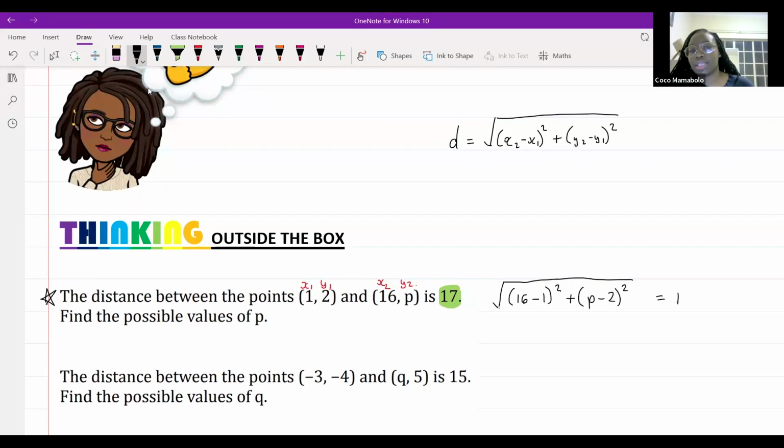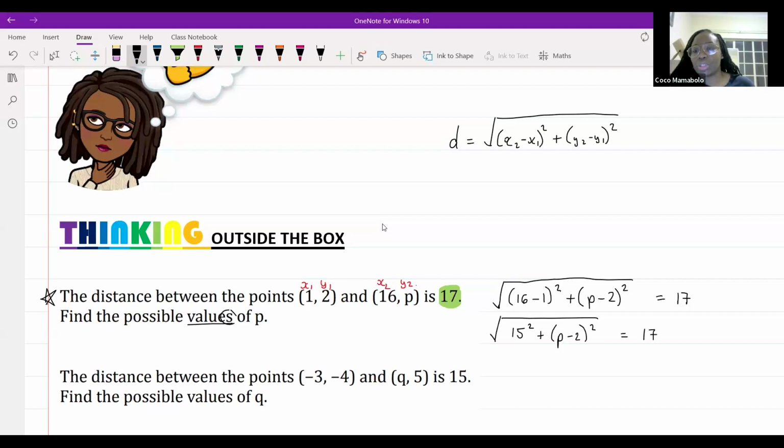I would get 17. Correct, Michael. We're basically working our way backwards. Now, the question says, find the possible values of p. Of course, we're going to get more than one value, and ma'am is going to explain why in just a second. Right, so we want p, which is the thing inside the square root. So the first thing I'm going to do is simplify this part over here. I'm going to get the square root of 15 squared plus, I can't separate this. They are unlike terms. So they're still going to stay as p minus 2 all squared is equal to 17.